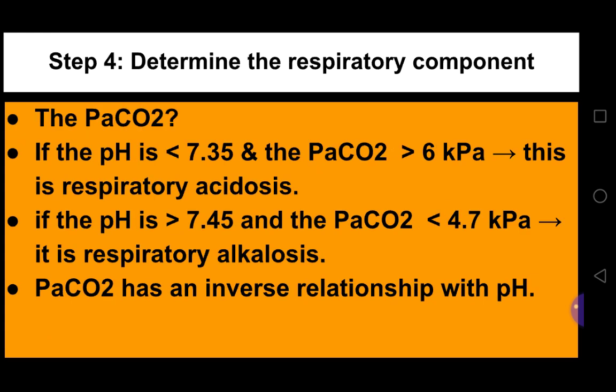Step 4 is determine the respiratory component or the PaCO2. If the pH is less than 7.35 and the PaCO2 is above 6 kPa, this is respiratory acidosis, because we have discussed when carbon dioxide in plasma or arterial blood increases, it produces hydrogen ions which lead to acidosis. If the pH is more than 7.45 and the PaCO2 is less than 4.7 kPa, it is respiratory alkalosis. So the main key point here is that PaCO2 has an inverse relationship with pH.